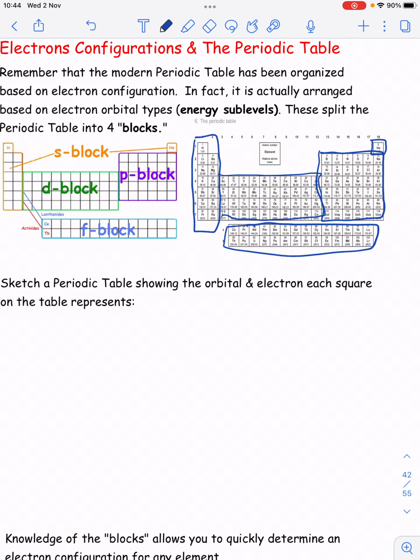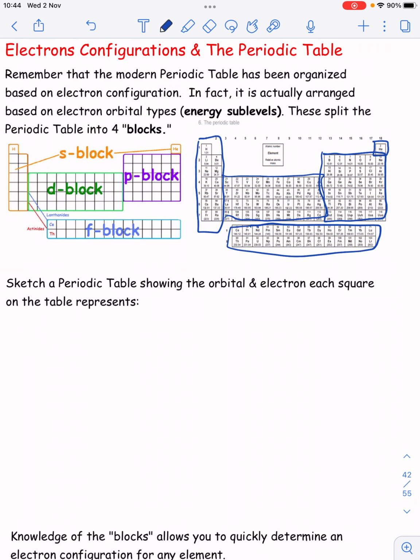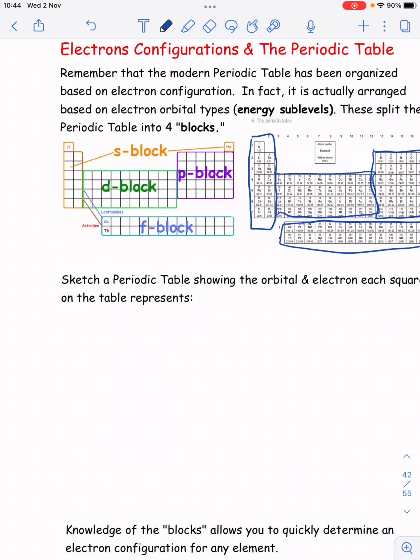Now, the F block is really not very important for IB questions. You won't be asked to do any configurations that include F orbitals, but we should still know that's called the F block, because occasionally on paper 1 they might ask you which of the following elements is in the F block, and then you just need to know which section of the table you're looking for. But for our purposes, it's mostly important to know S, P, and D.